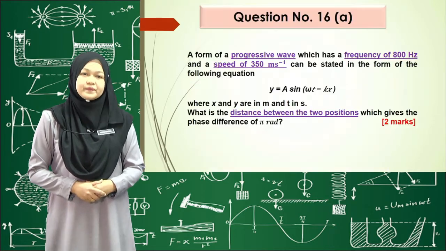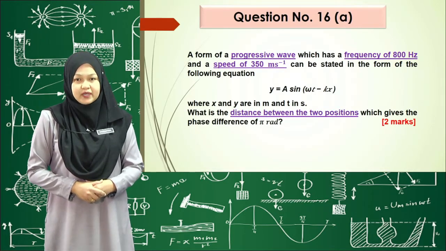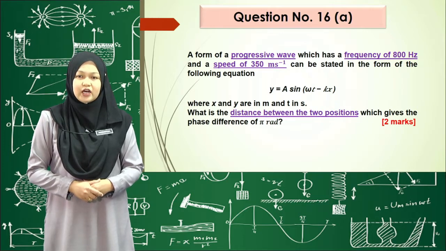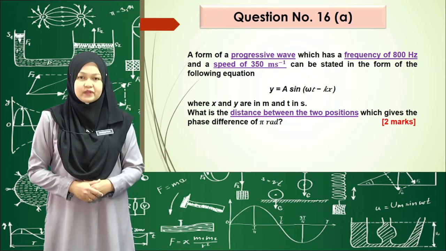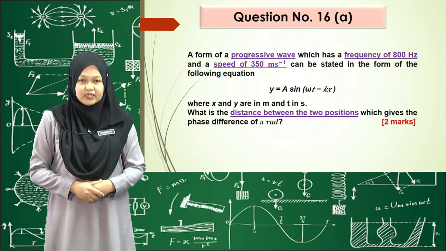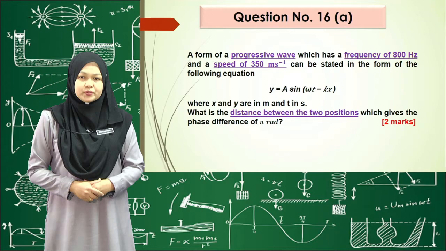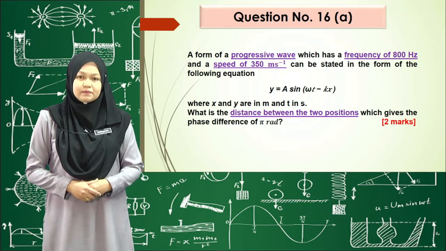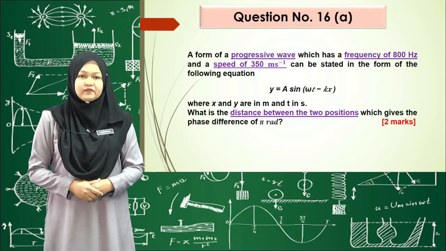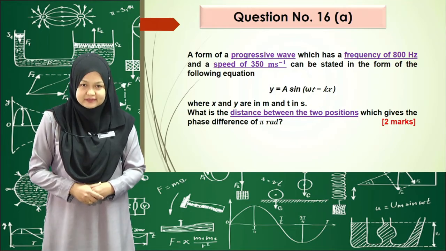Question number 16a. A form of progressive wave which has a frequency of 800 Hz and a speed of 350 meter per second can be stated in the form of the following equation. y equal to A sine in bracket omega t minus kx, where x and y are in meter and t is in second. What is the distance between the two positions which give the phase difference of pi radians?